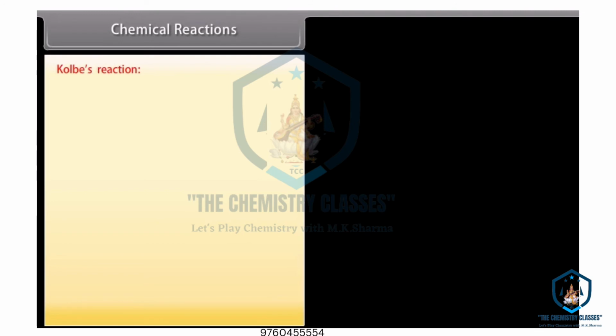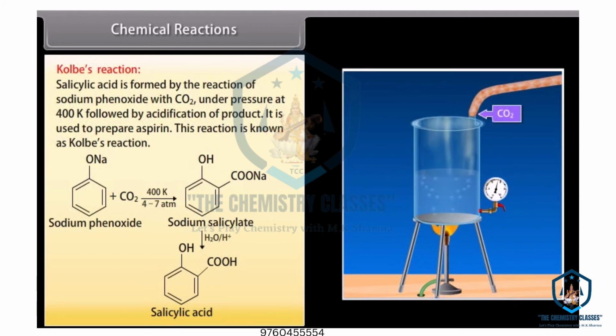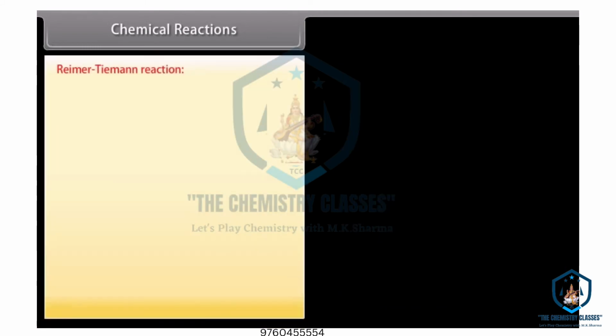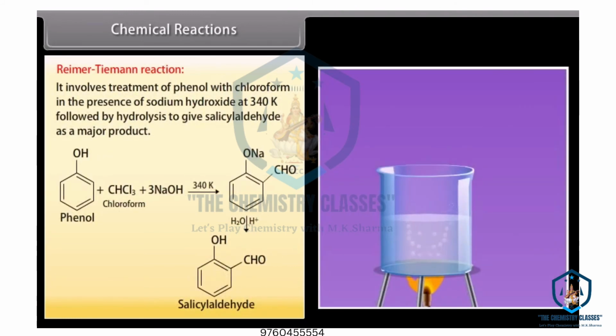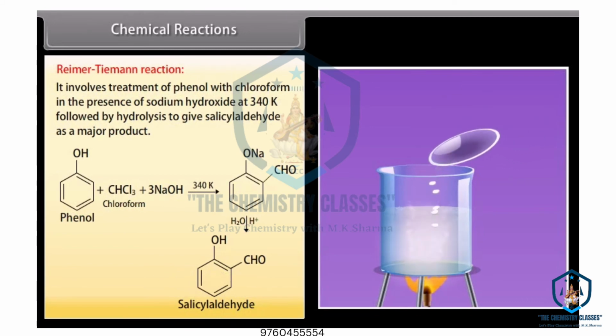Kolbe's reaction. Salicylic acid is formed by the reaction of sodium phenoxide with carbon dioxide under pressure at 400 Kelvin followed by acidification of the product. It is used to prepare aspirin. This reaction is known as Kolbe's reaction. Reimer-Tiemann reaction. It involves treatment of phenol with chloroform in the presence of sodium hydroxide at 340 Kelvin followed by hydrolysis to give salicylaldehyde as a major product.